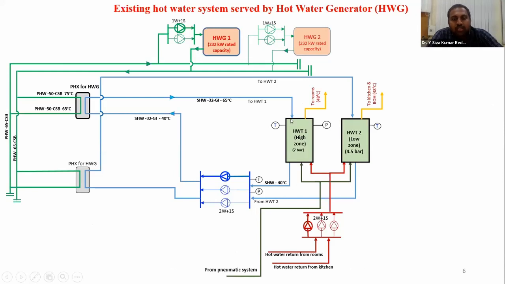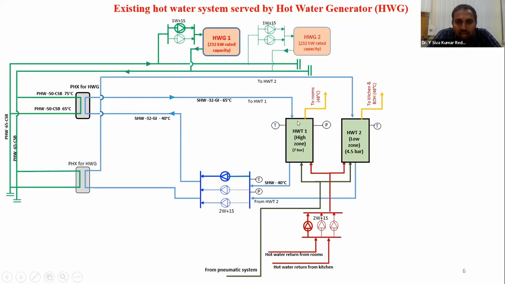So I will just explain. These are the 2 hot water tanks they are using. One for supplying hot water to rooms, one for supplying hot water to the kitchen. And they are using diesel-fired hot water generators of 232 kilowatts rated capacity. One is standby. So they are supplying the hot water, which will be continuously circulating, and there is a plate type heat exchanger being used. And these are the mixing tanks also.